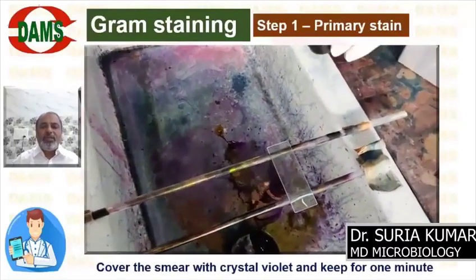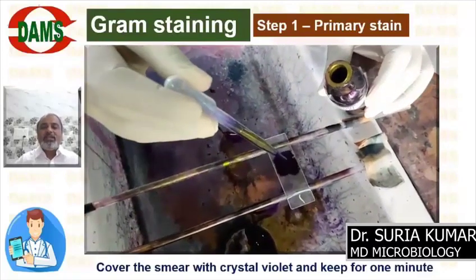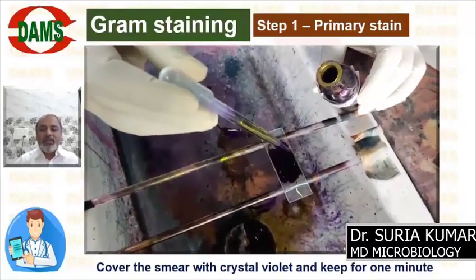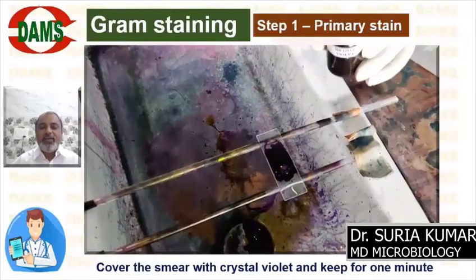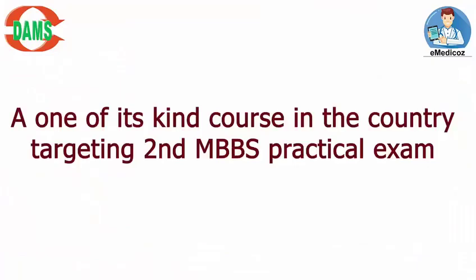Step 1, primary stain. Primary stain is crystal violet. We need to flood the slide with the crystal violet and wait for 1 minute. At the end of this primary stain, all the organisms will be purple in color.